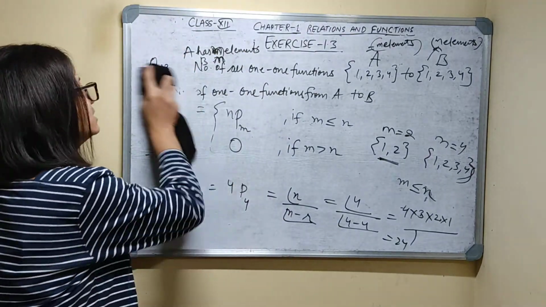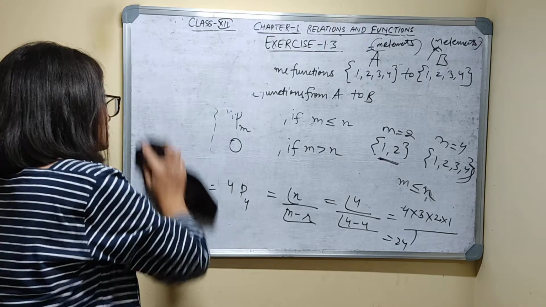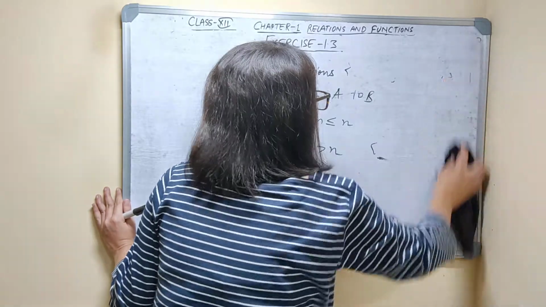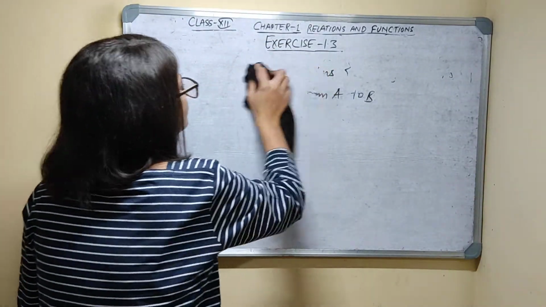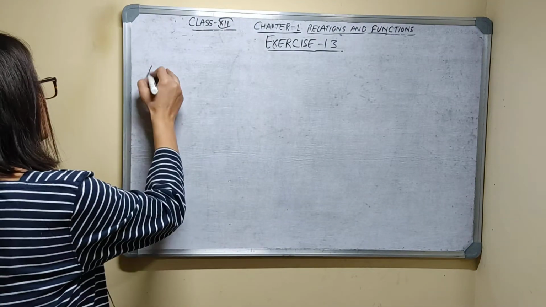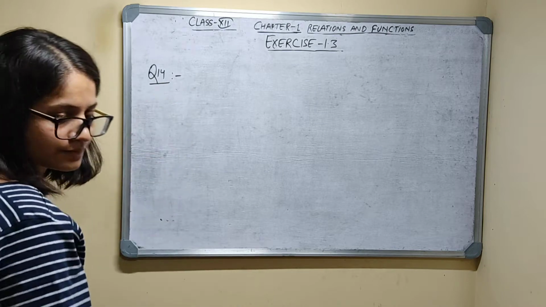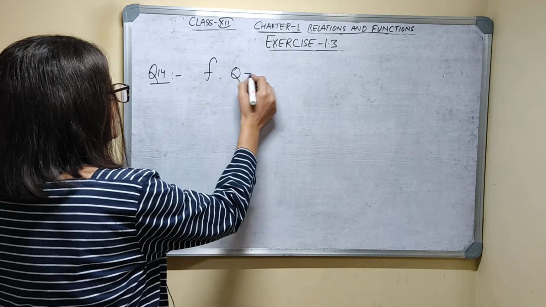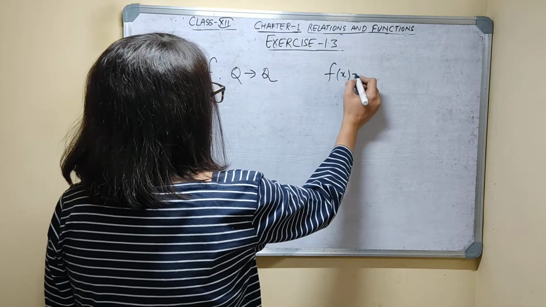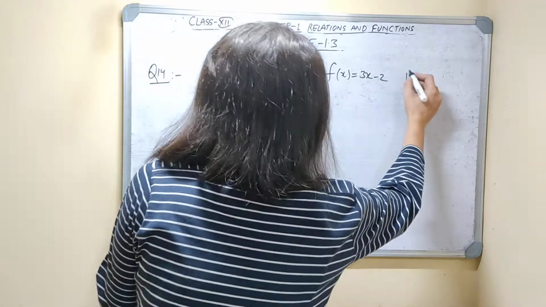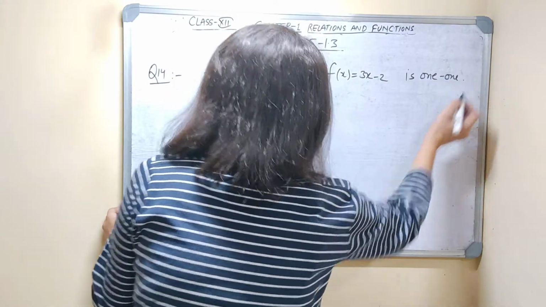Now question number 14. Question 14th you can see. Show that the function which is defined from Q to Q, rational numbers, defined by f(x) is equal to 3x minus 2, is one-one. You have to show that this function is one-one.